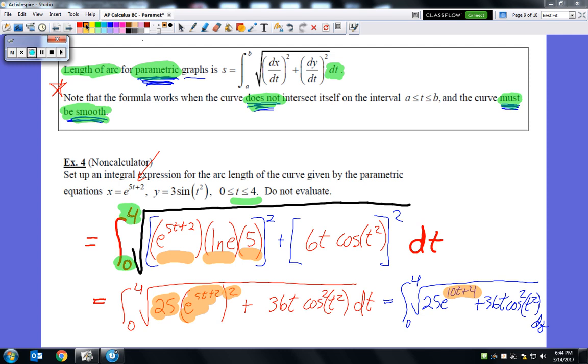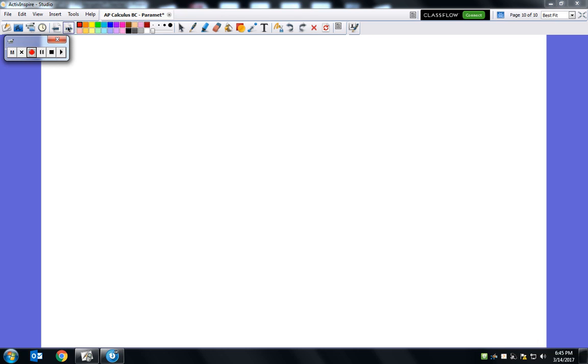And then the other part is this squared is going to apply not only to this 6t to become, whoops, forgot something. Glad that I caught it. It becomes 36t squared. So that's a 36t squared right there. And then that squared also applies to the cosine to become cosine squared. And your final reduced answer would be that. It said do not evaluate, so we'll just leave it like that. All right, that's it, guys.